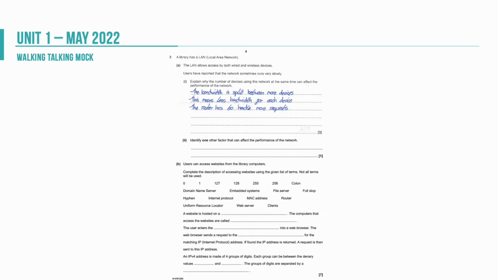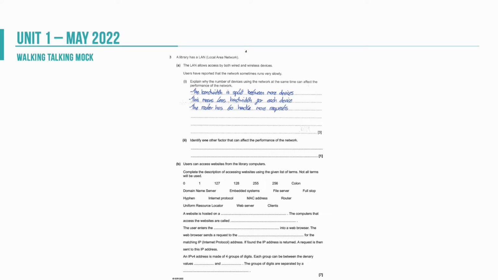You then need to think around, right, what will my third one be? And this one is a little bit more difficult. It's around the router having to handle more requests, and therefore there might be a delay within some of those requests. By using those sort of bullet points, I've made it really, really clear to the examiner that I have made 3 separate points. So I really would encourage you, when you get those 3 or 4 mark questions, to do that, and you'll see throughout this paper that I will do the same.